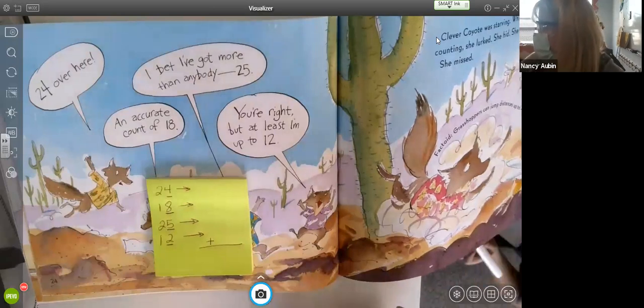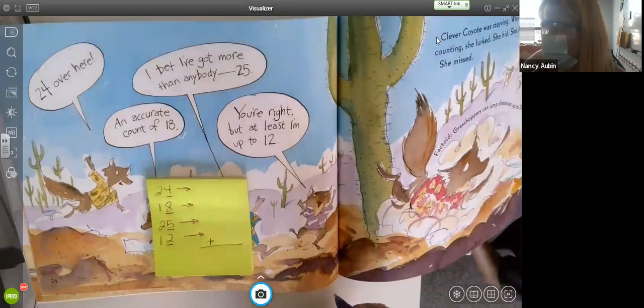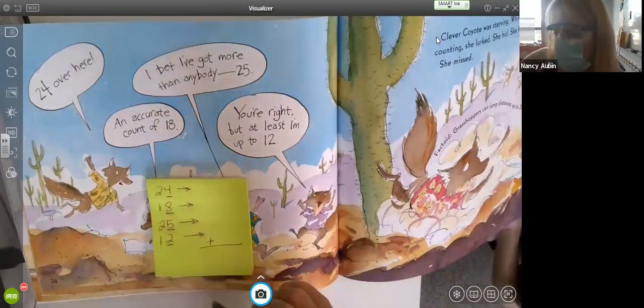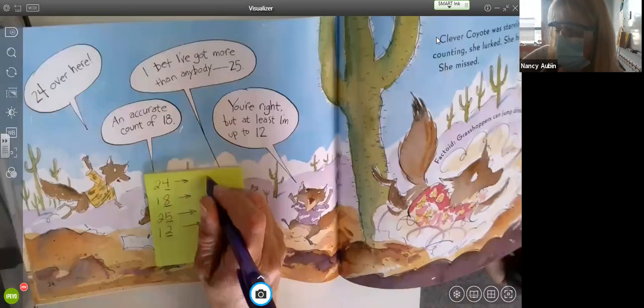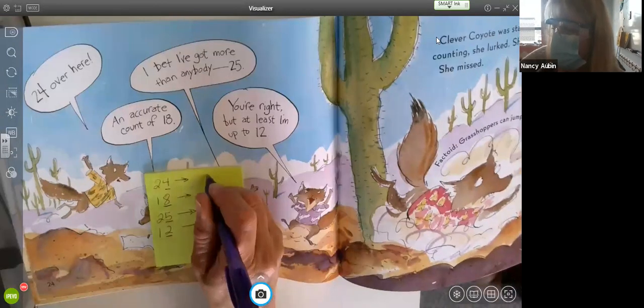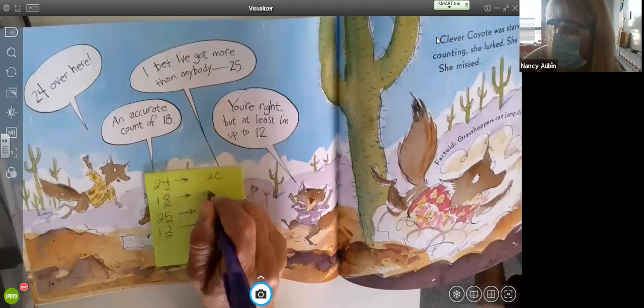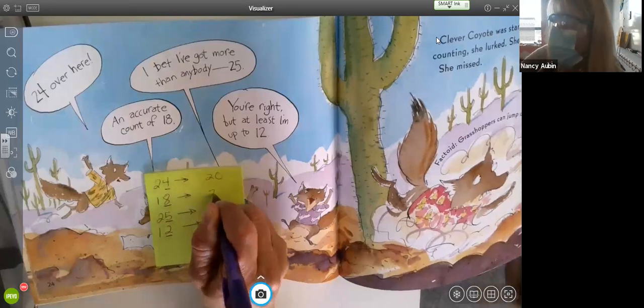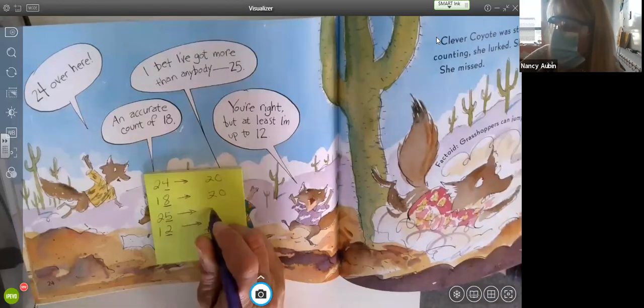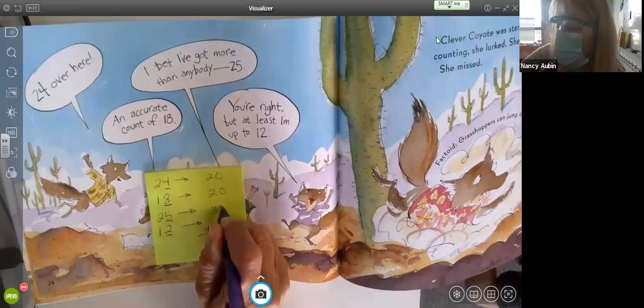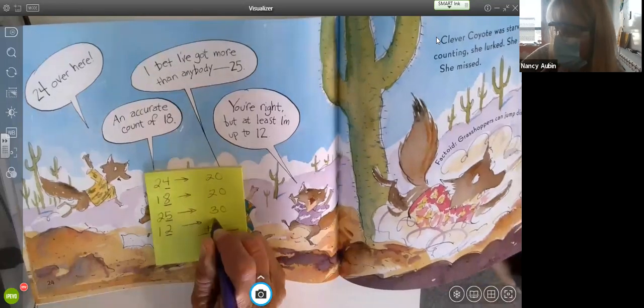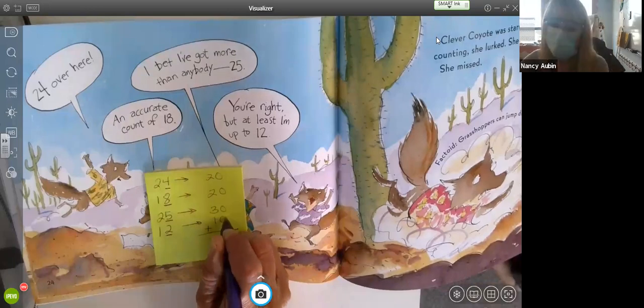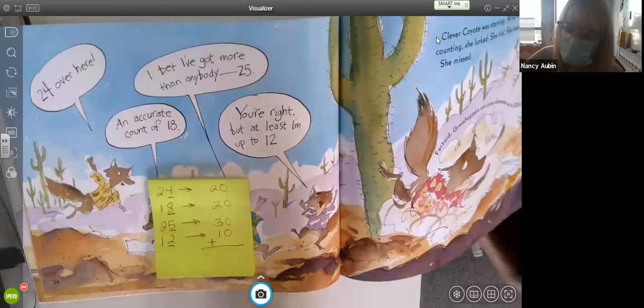Five and above, give it a shove. 4 and below, take it down low. Henrik, what do you think about 24? Awesome. What about 18, Henrik? What about 25? 30, because 5 and above. What about 12? All right, add them up. See what you get. See if you agree with the coyote.